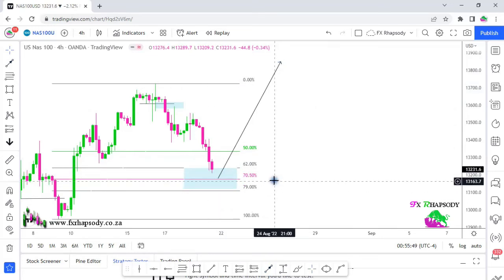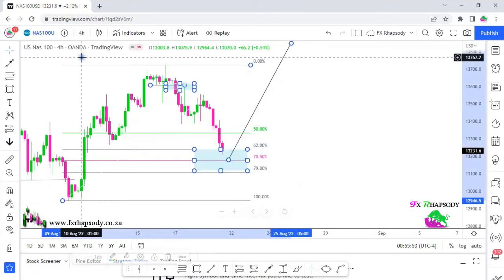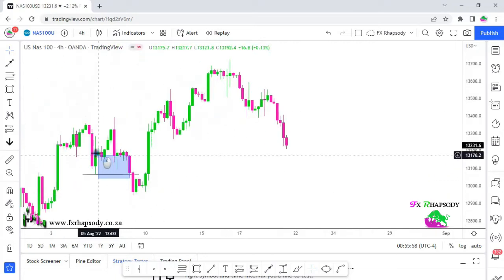All right, so keep an eye out on that. Mark it out on your chart. This is a nice key area. Maybe we can get some nice little buys going into this week that's coming.